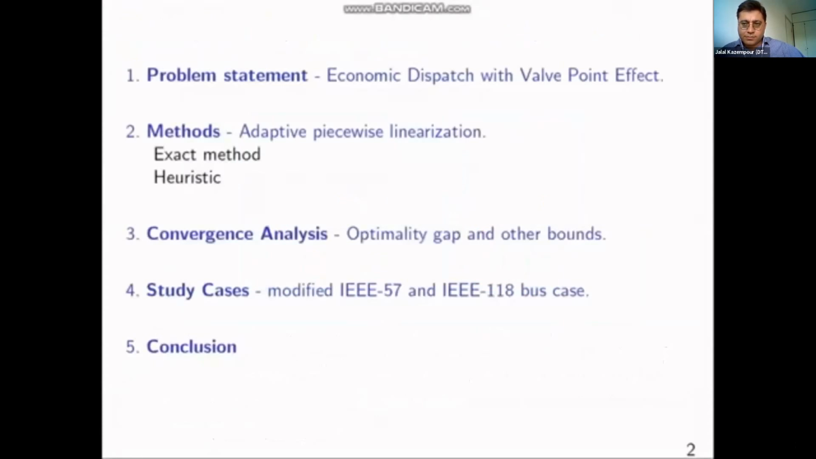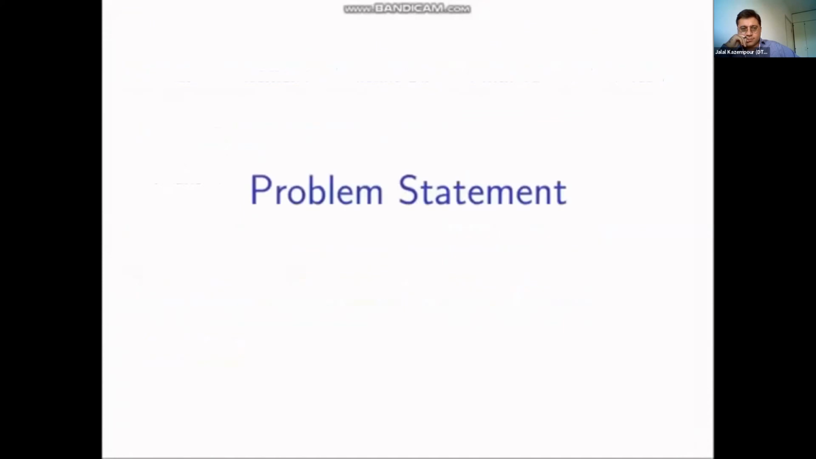So the outline is the following. We'll first introduce formally the problem statement and give the equation of the optimization problem. Then I will explain two methods, the exact and inexact method and some heuristic. We'll talk a little bit about the convergence analysis and study two different study cases, and then finish with a conclusion. So let's start with the problem statement.